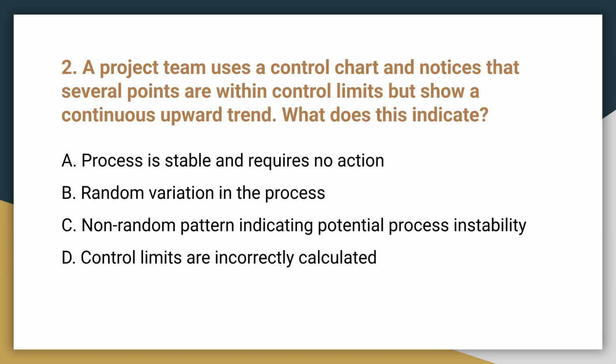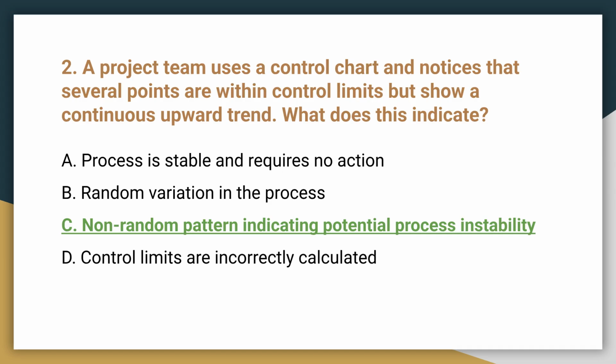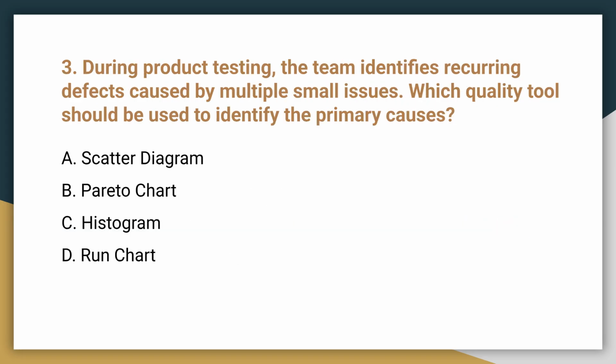Question 2. A control chart shows several points within control limits but reveals a continuous upward trend. What does this indicate? The correct answer is C. A non-random pattern indicating potential process instability. Even within limits, trends signal special cause variation, which requires attention.